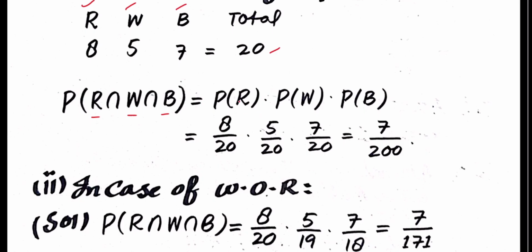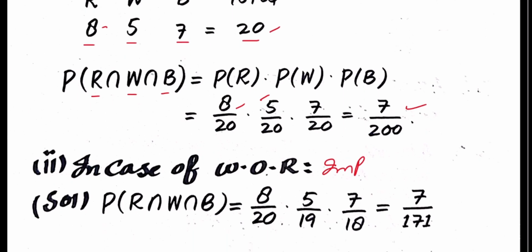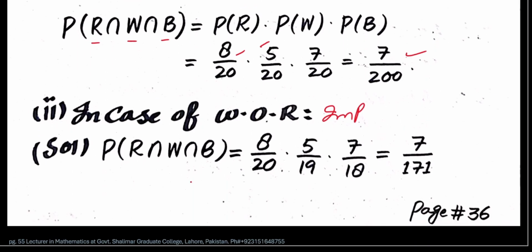Now probability of red is 8 out of 20, probability of white is 5 out of 20, and probability of black is 7 out of 20. So this gives, after cancellation, 7 over 200. In case of without replacement, this is interesting, and this problem suggests that we can use the case of independent events, case of intersection for two or more than two events.